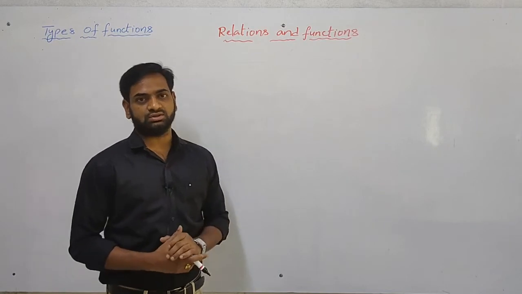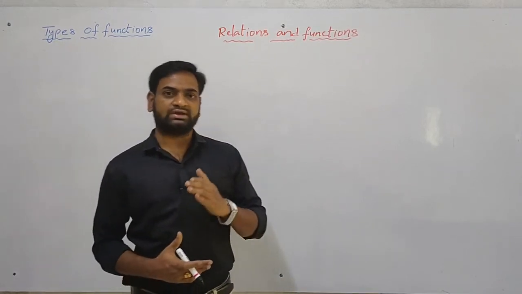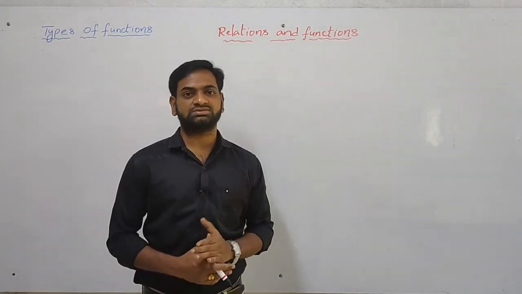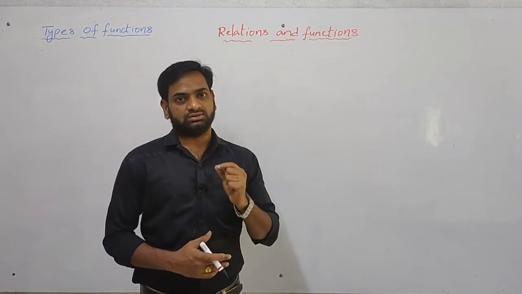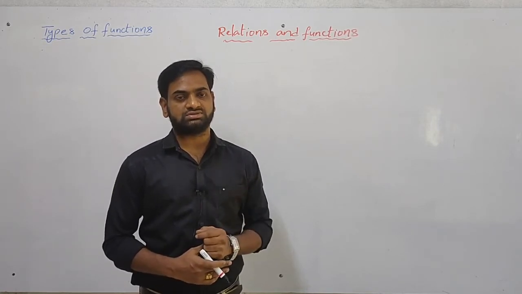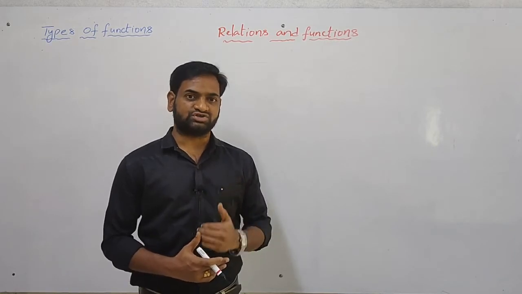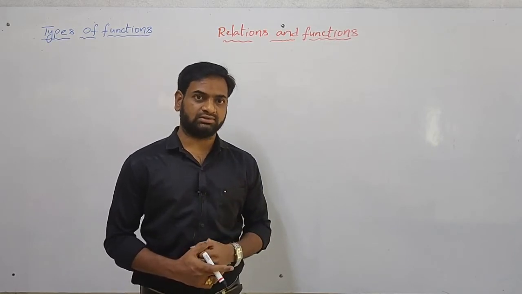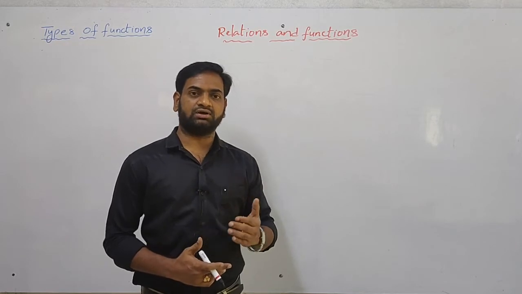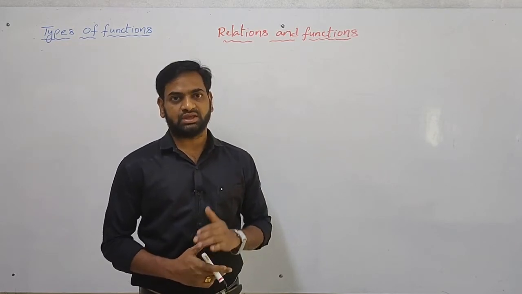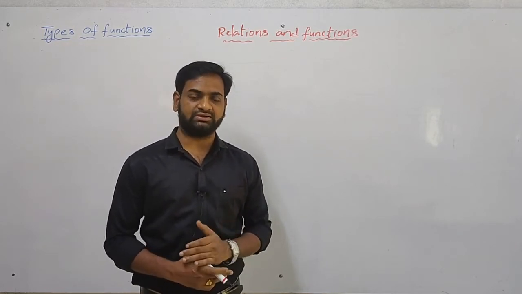In the relation, you can find the domain directly as the first elements in the relation. In the relation, the first elements are called the domain. The second elements are called the range. But in the function, it is different.